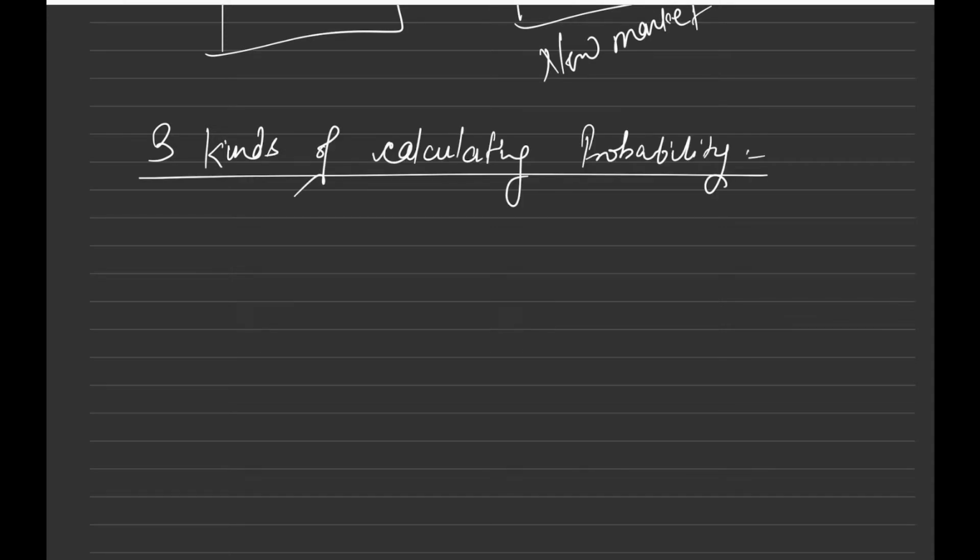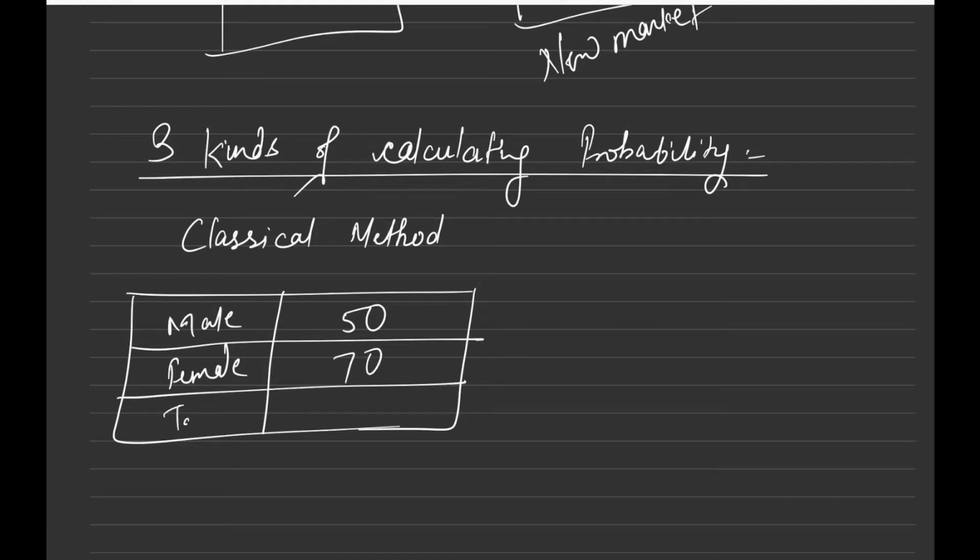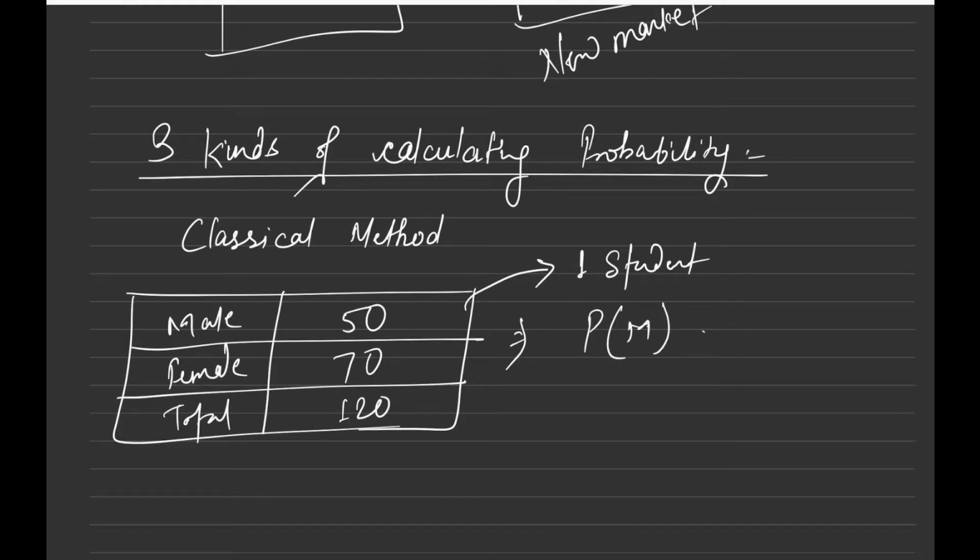The first kind is what we also call the classical method. In this classical method, you already know everything. For example, this is a class where you have a male population, let's say 50, and female is 70, so total is equal to 120. If I randomly pick one student from the class, what will be the probability that it's a male? You will say, hey, 50 by 120. What is the probability of being a female? You will say 70 by 120, right?